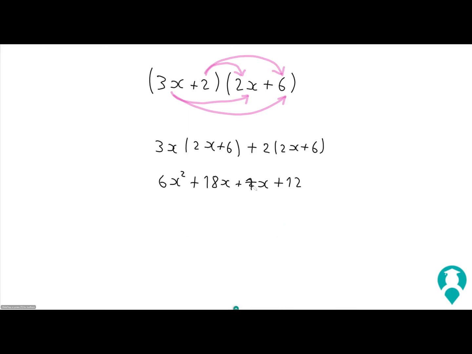Now we just need to collect like terms together. So we have 6x squared, which is unchanged because there's no other x squared term. 18x plus 4x, that's going to be 22x. And our constant term 12 is also unchanged, so we just add the plus 12. And that's it. We've expanded our brackets.